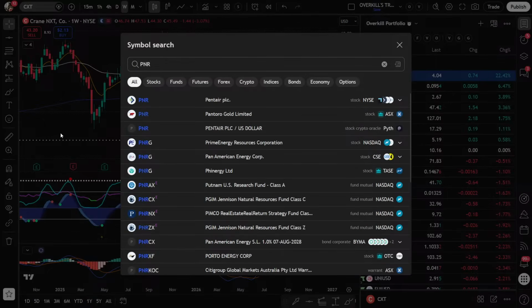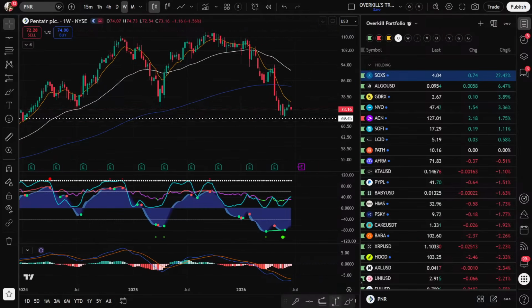PNR. PNR looks good too. Again, got the signal right there. You had one back here in March, right there at 83. It dipped on down here to 73. So again, you're buying here and buying here. Stop loss is 69 there on PNR. That's from Slow Train there.